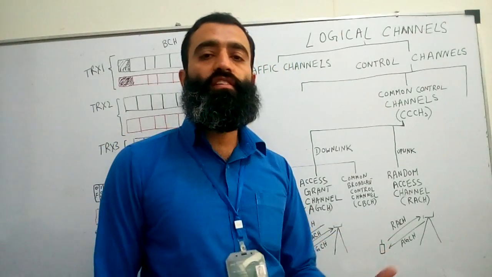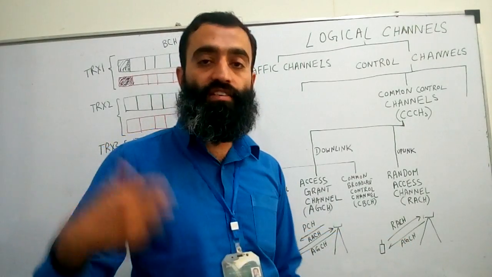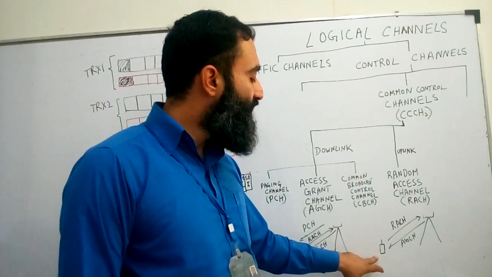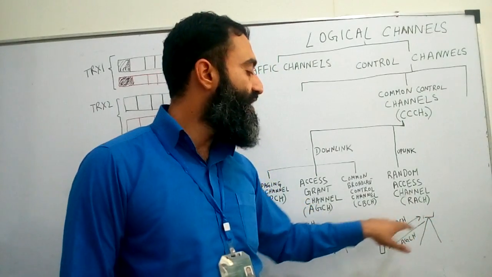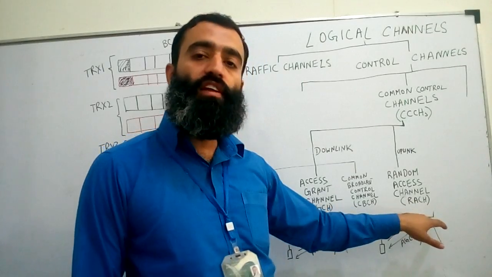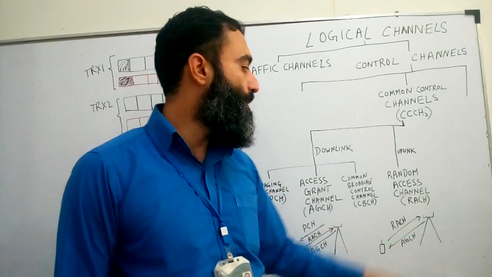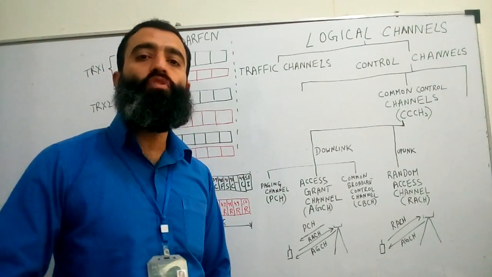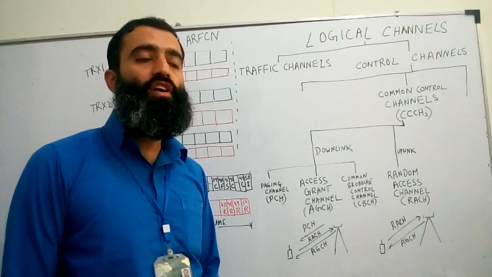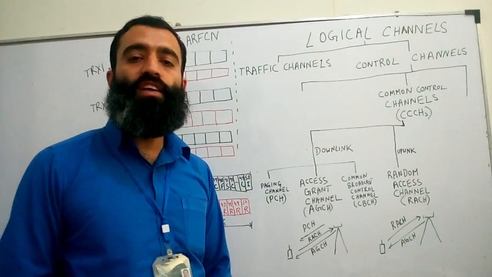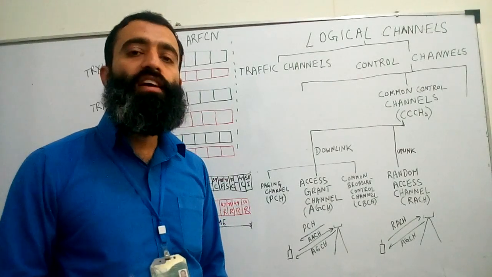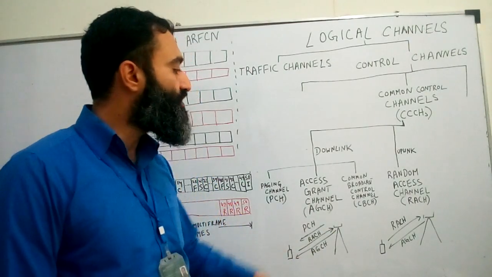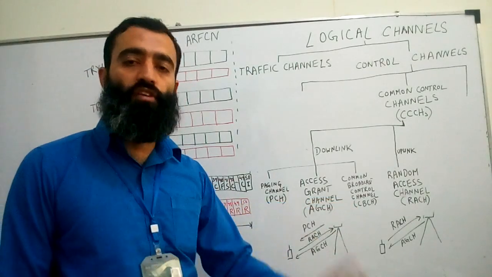And then, for example, if the mobile station wants to register itself with the network or initiate a call, it will access the base station using the random access channel, and the base station will respond on the access grant channel. Now, what is the function of the common broadcast control channel? If there is some broadcast message for all the mobiles in a cell, then the BTS broadcasts that message for all the mobiles using the common broadcast control channel.